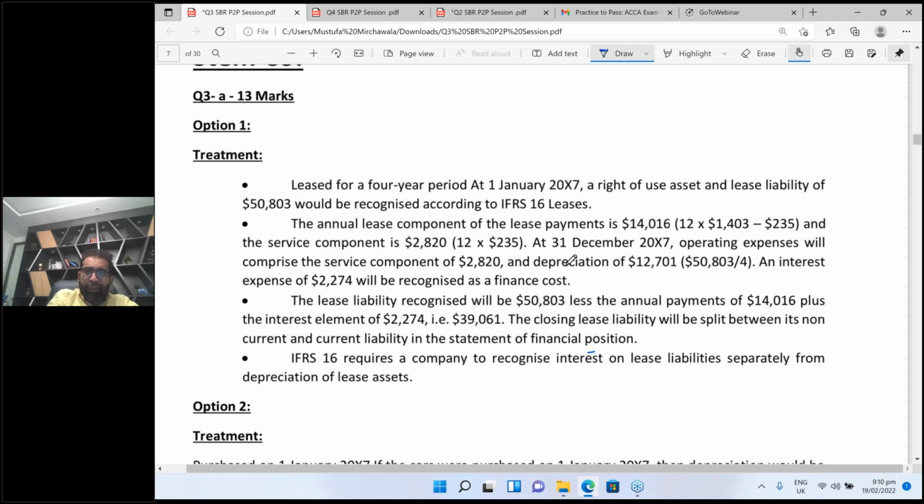IFRS 16 requires a company to recognize interest on lease liabilities separately from depreciation. Yes, depreciation is a separate expense, interest expense is a separate expense. Interest expense is part of finance cost.